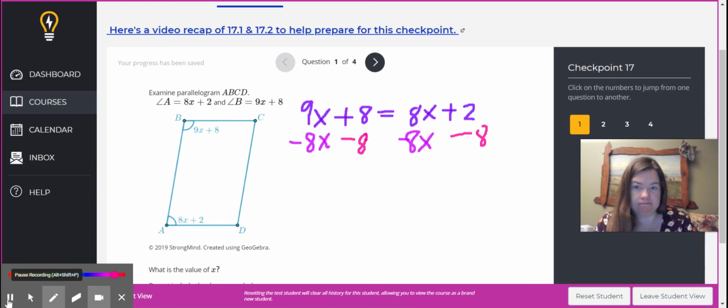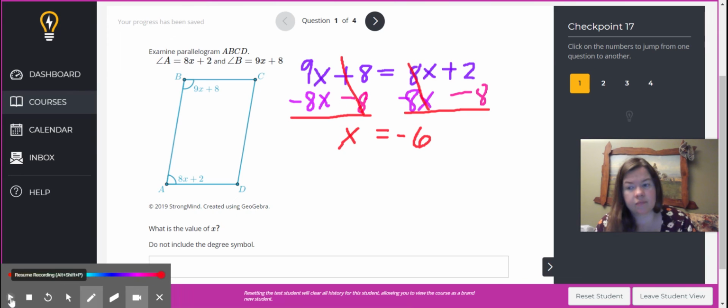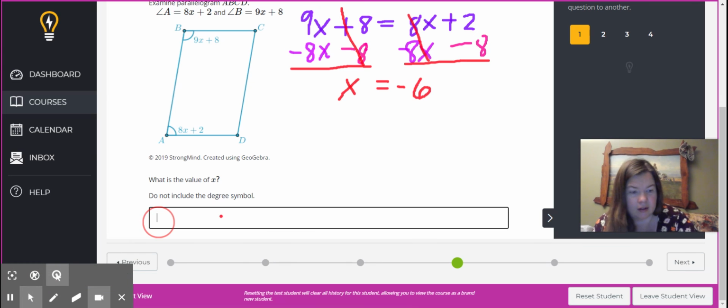So like this. So then the 8x's would cancel, the 8's would cancel, and 9x minus 8x is 1x. So we just put x. Then 2 minus 8 is negative 6. So the answer is negative 6, which I can do here. Do not include the degree symbol. So we go negative 6.